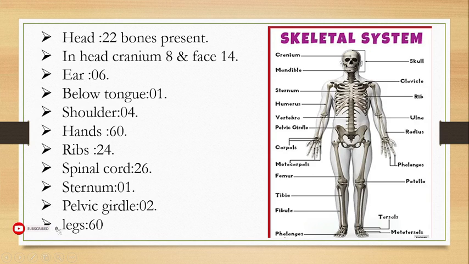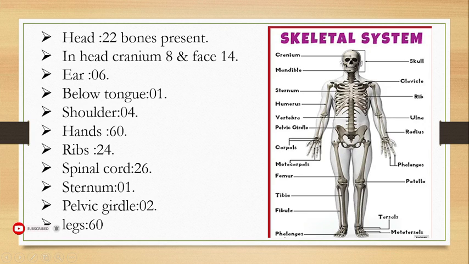Shoulders have 4 bones: 2 are here and 2 are here. Totally 4 bones are present in the shoulders. Next, hand. Hands consist of 60 bones, 30 in one hand and 30 in the other hand. Bones like the radius and phalanges are present in the hands.